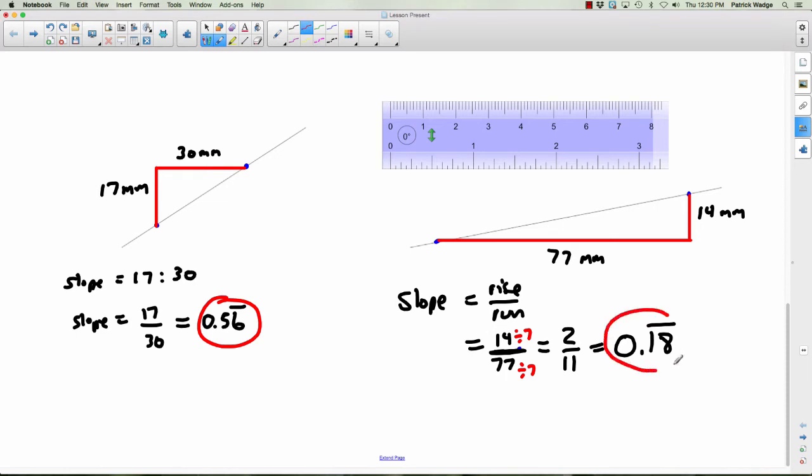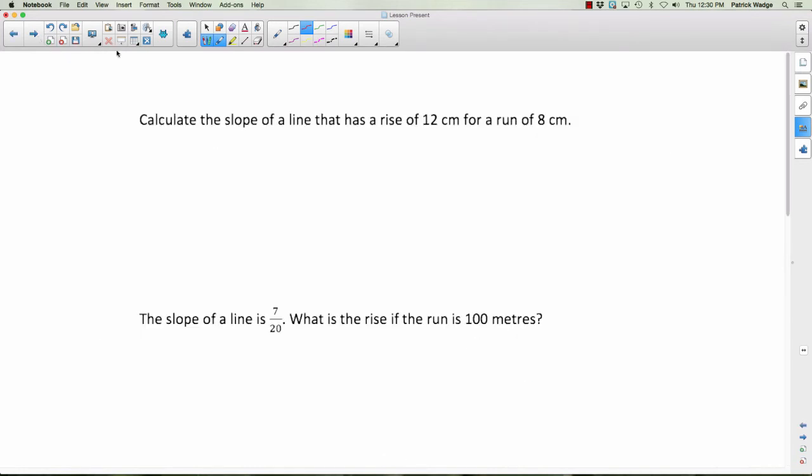And so, sure enough, what's bigger, 0.56666 or 0.181818? This is bigger, the 0.56. It's steeper. It has a bigger slant. This has a smaller slant. Okay, let's answer a few more questions. I'm going to write the formula in the corner here because this is basically what you're going to use for all of these.